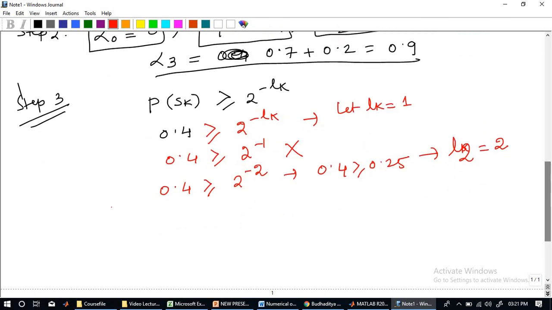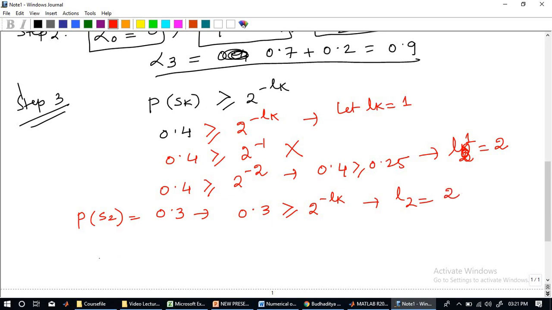For probability 0.3, suppose P of S2, which is 0.3, what will be the condition? What is the value of L such that this is satisfied? Can we take 1? No. Can we take 2? Yes, we can, because if we take L equal to 2, it's still 0.25. 0.3 is greater than 0.25, hence it satisfies. So for this also, L2 is 2.